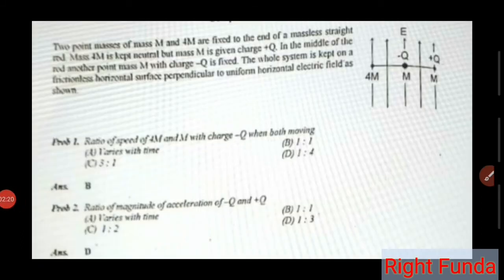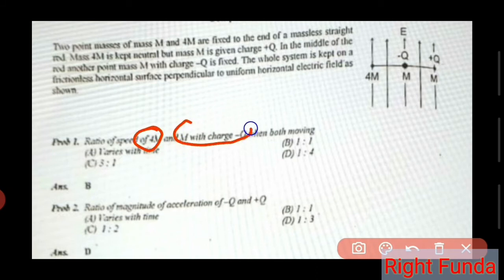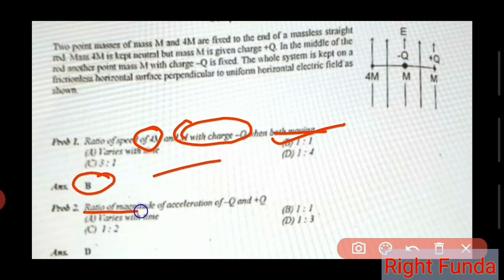So if you see the question, it says that the ratio of the speed of 4m and m with the negative charge will be equal to 1 is to 1. The answer also given is B. So we have checked this one. Now say the ratio of the magnitude of acceleration of minus q and plus q. These two charges are there. We have to see the ratio of the magnitude of acceleration.